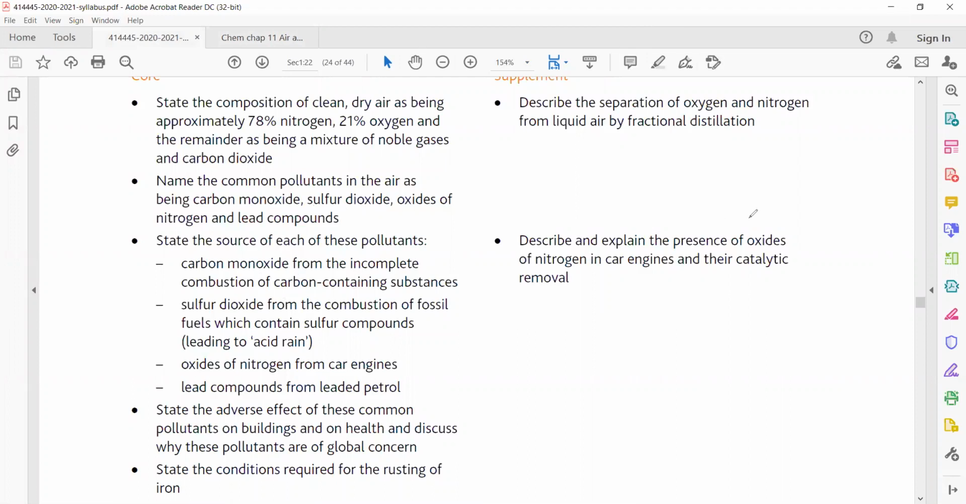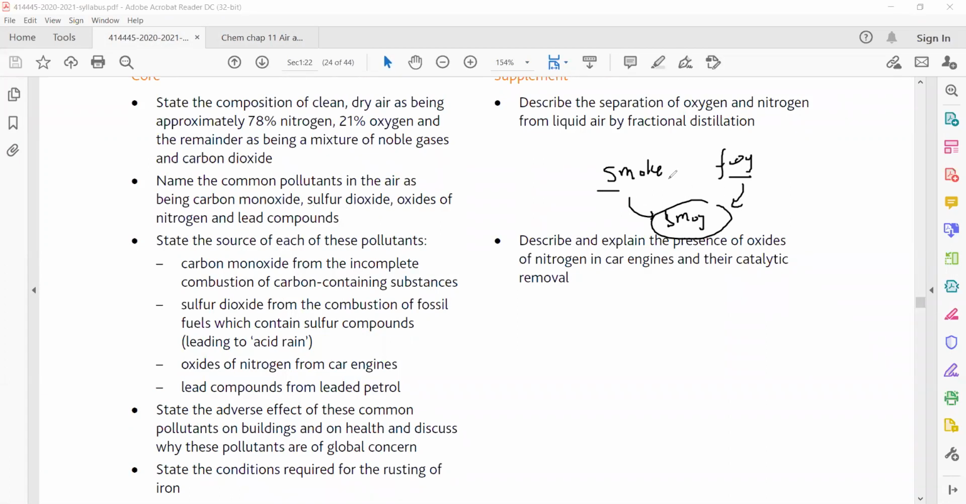Photochemical smog. The term smog is actually a combination of two words, smoke and fog. When smoke and fog mix together, what will it form? It will form smog. Like you have smoke and you have fog. So when mixed with each other, that is called smog.